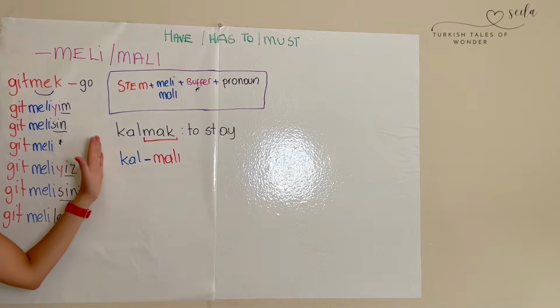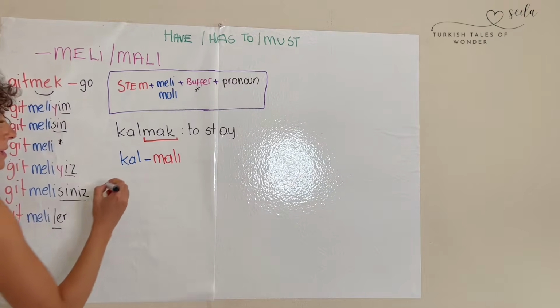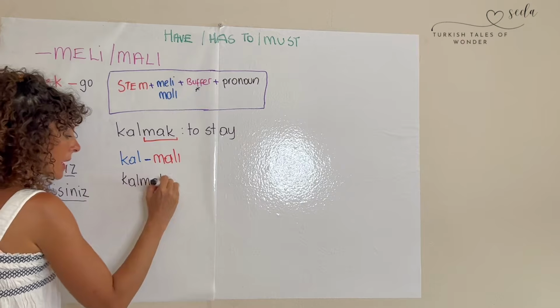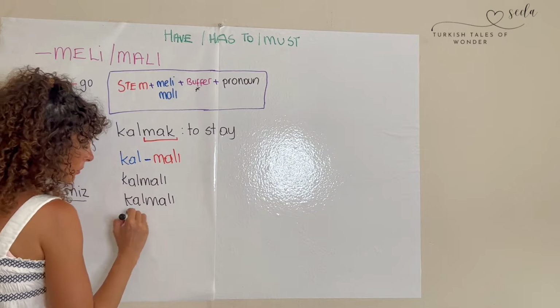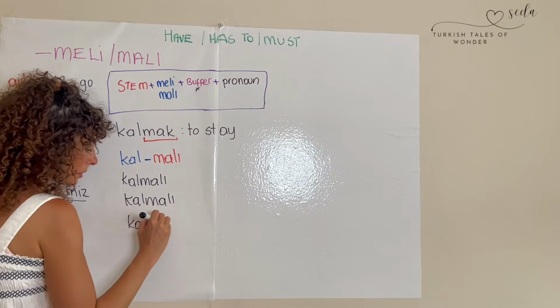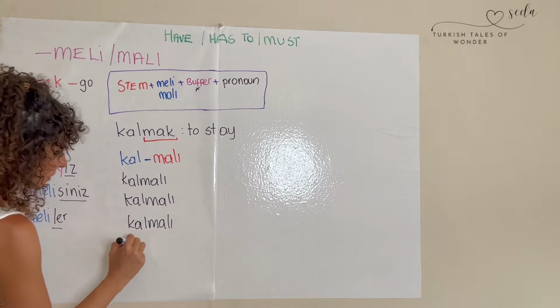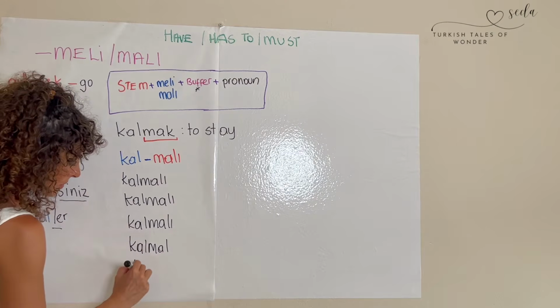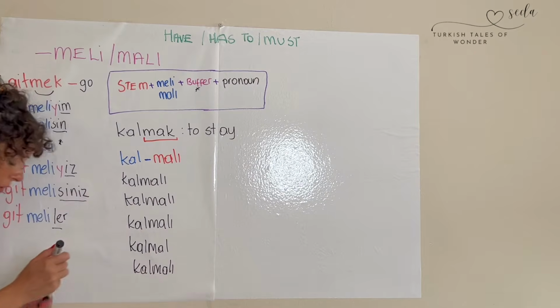Okay, now the base is done. So the rest is for the 5 other ones. Kalmalı, kalmalı, kalmalı. This is the base, okay? Kalmalı, kalmalı. You can continue like that. Kalmalı. Okay, how many? 1, 2, 3, 4. Two more. Kalmalı and kalmalı. Okay, we add the malı part.